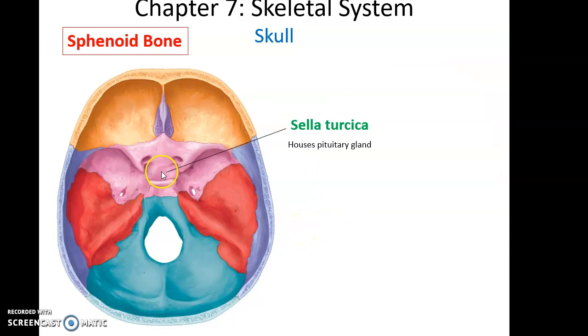And there is a large depression on the surface of the sphenoid bone, and that depression is known as the sella turcica. And the sella turcica is actually where you'd find the pituitary gland that's found in the skull.